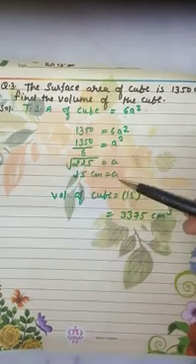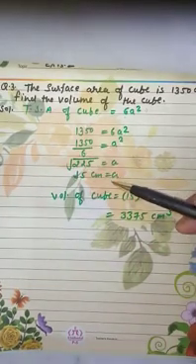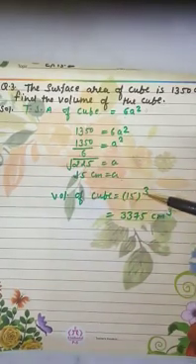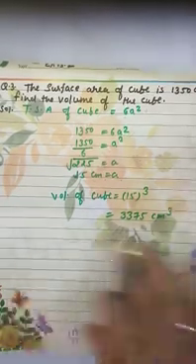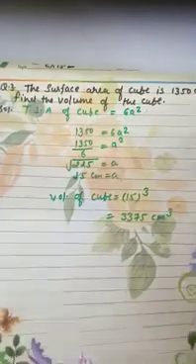The side of the cube is 15 centimeter. The volume of cube is cube of 15, that is 3375 centimeter cube. This will be the volume of cube.